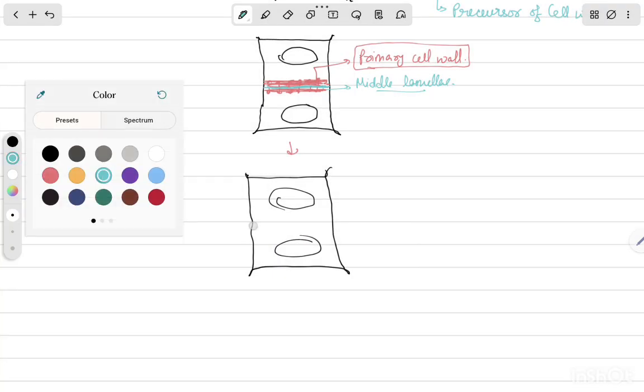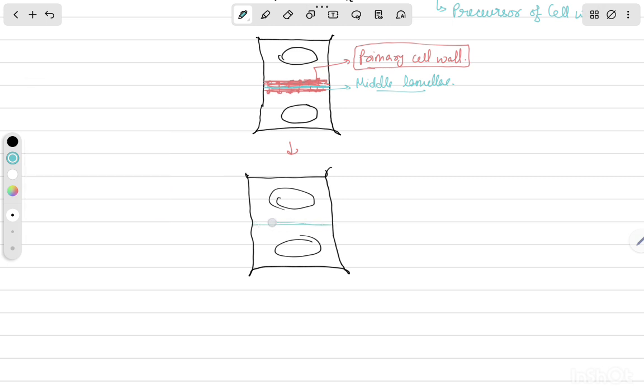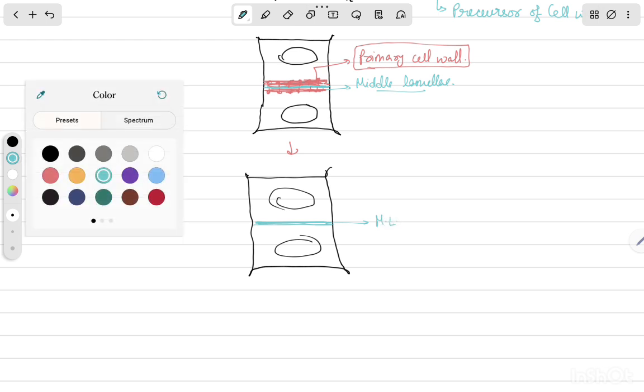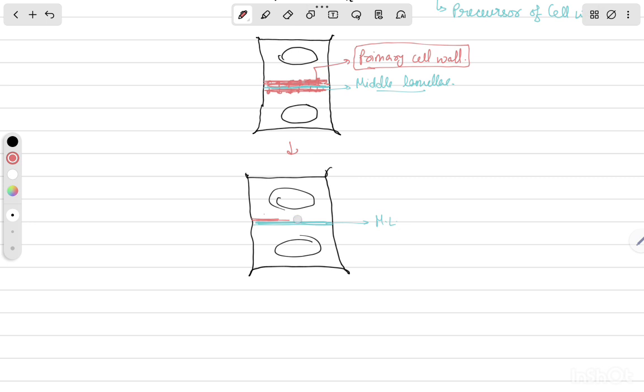First layer of pectin is middle lamella. This is middle lamella. On both the sides, primary cell wall is formed.